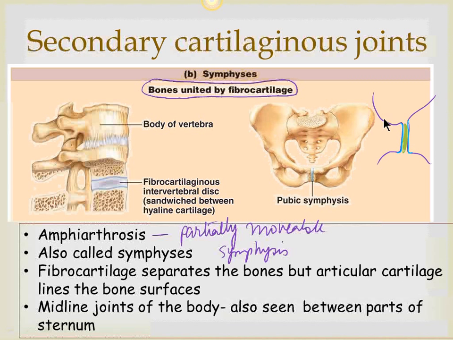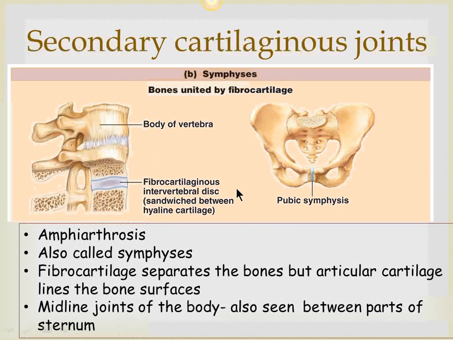Examples of this joint are this one here, the pubic symphysis, which is present between the two hip bones. Another example is the joint between two vertebrae, which is known as the intervertebral joints. And what is present between the vertebrae? The fibrocartilaginous intervertebral disc. Between two vertebrae, you have this intervertebral disc, which is fibrocartilaginous in nature. So it satisfies this property of a secondary cartilaginous joint. So these are the intervertebral joints, which are separated by this intervertebral disc, which is fibrocartilage in nature.